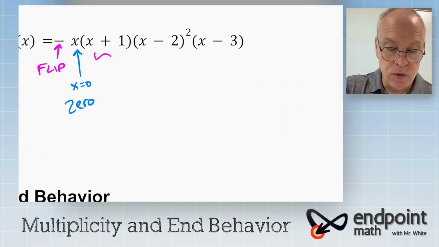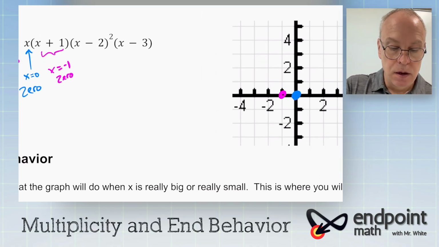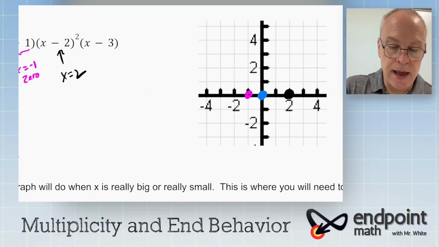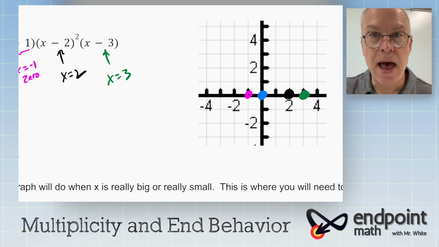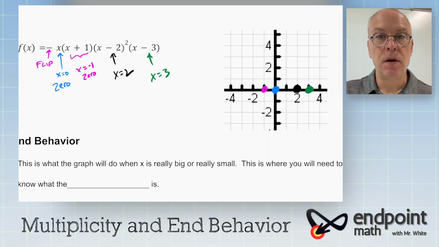All right, and then this one, x equals -1 is a 0. So I'm going to go to -1 and put a dot there. We'll do this one in black. This would be x equals 2. And then x equals 3. All right, so we have 4 different x-intercepts. Those are called zeros. X-intercepts are called zeros.